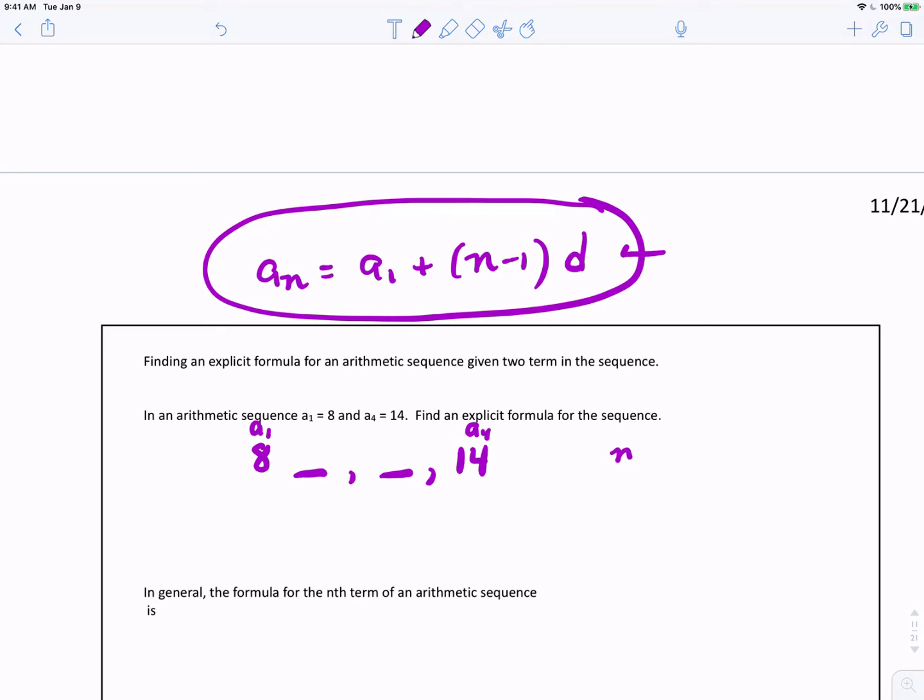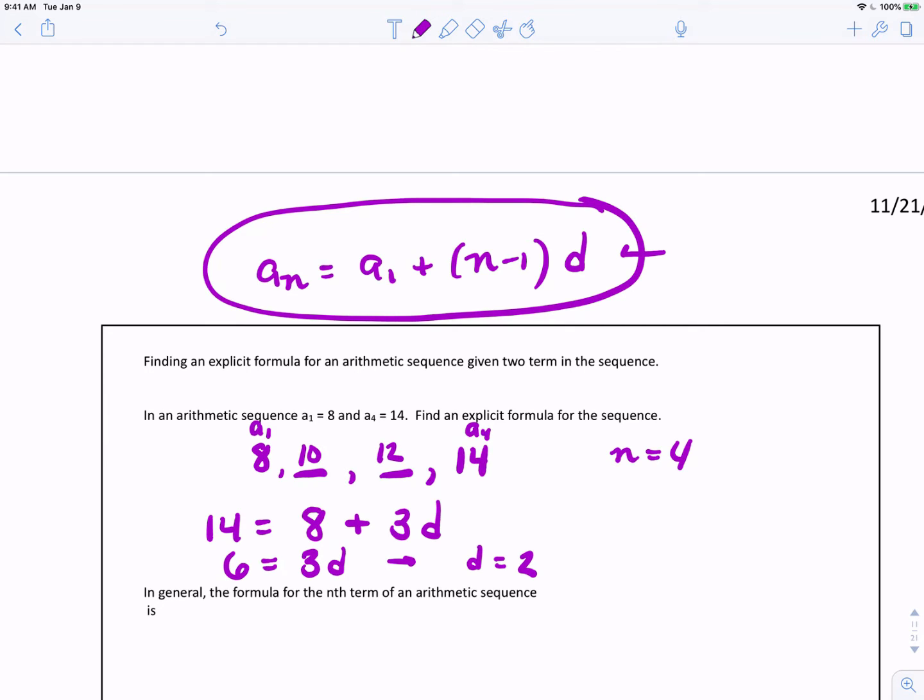So when n is 4, a sub n, 14, is equal to a sub 1, the first term, plus 4 minus 1, 3 times d. Or in other words, solving this simple equation, we can find out that the common difference is 2. Let's just give that a try. Add 2, add 2, add 2.